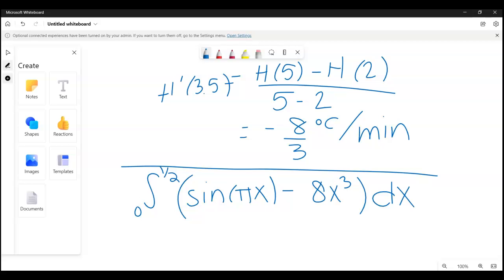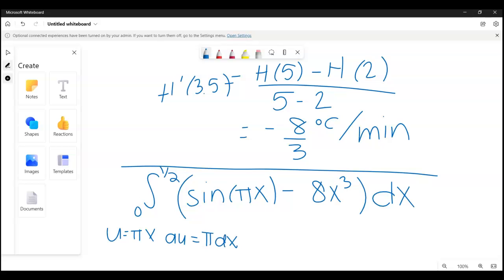All right. So we have the integral from 0 to 1/2 of sine pi x minus 8x cubed. What is the antiderivative of sine pi x? This is a what type of problem? U sub. And u is pi x, du is pi. So you pull out 1 over pi.